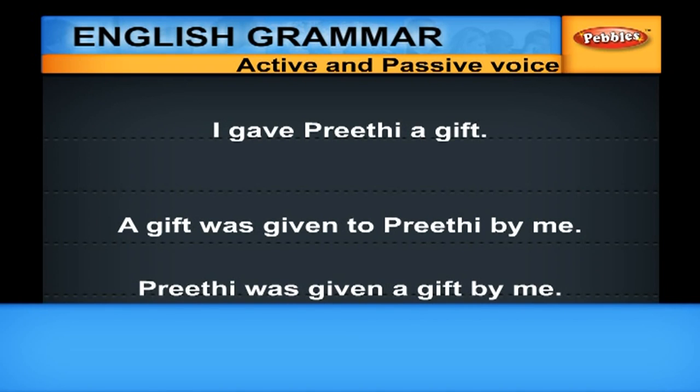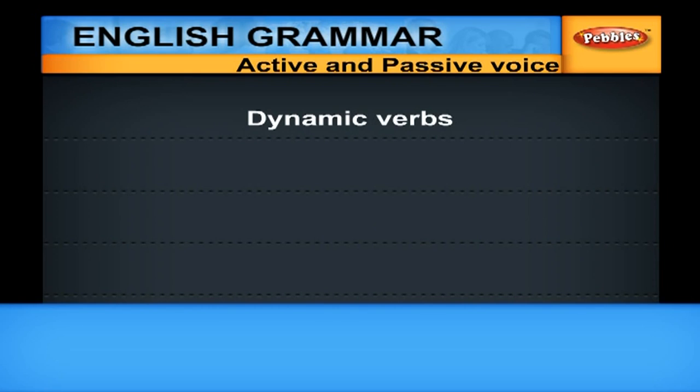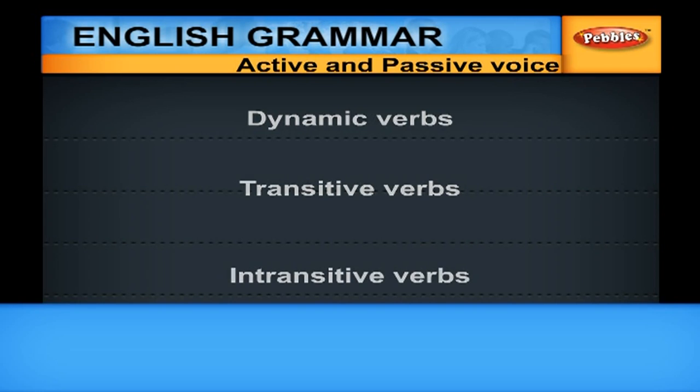Not all the verbs will take object. Static verbs do not take objects. Only verbs that express action, what we call dynamic verbs, will take objects. Even here, not all the dynamic verbs take objects. Please remember that. There are certain verbs that take objects and there are certain verbs that do not take objects. Verbs that take an object are called transitive verbs. Verbs that do not take an object are called intransitive verbs.